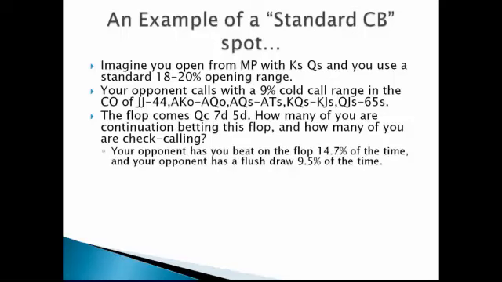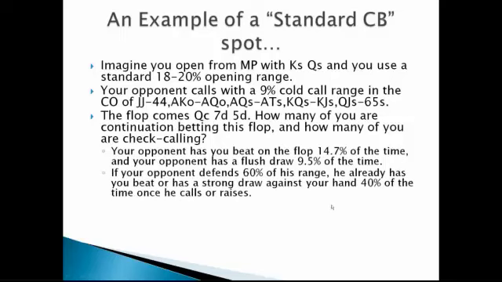Let's look at some of the math for it. Your opponent has you beat on the flop 14.7% of the time, and your opponent has a flush draw 9.5% of the time. I just plugged that into Flopzilla to get those numbers and did a little bit of math to take into account discounts and stuff. If your opponent defends 60% of his range, he already has you beat or has a strong draw against your hand 40% of the time once he calls or raises.